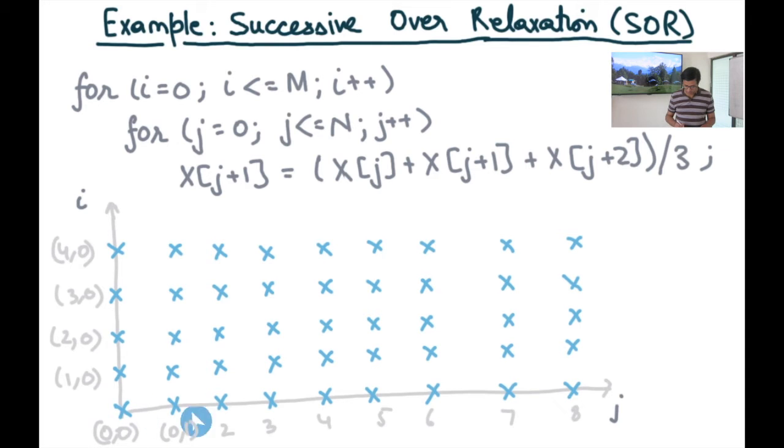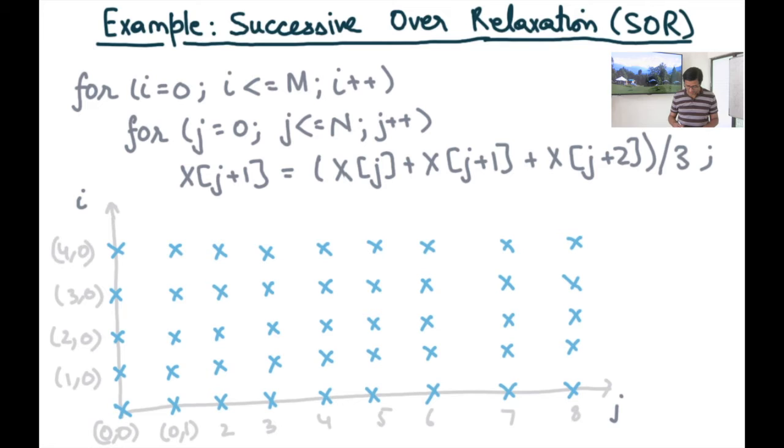So let's say the inner loop is the x-axis, which is j, and the outer loop is the y-axis, which is i. These are the iteration points: (0,0), (0,1), (0,2), (0,3) for (i,j), and so on. Similarly, (1,0), (1,1), (1,2), (1,3), and so on, then (2,0), (2,1), (2,2), (2,3), (2,4), and so on. Of course, the iteration order is ascending lexicographic, which means I first look at the 0th row, then the first row, then the second row, and so on.